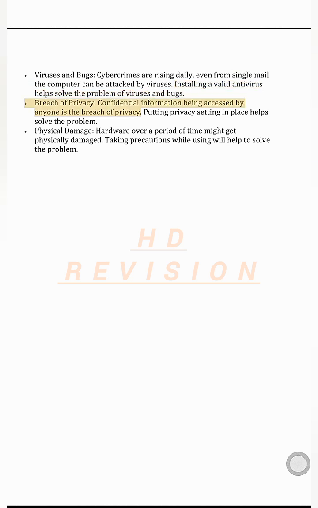Breach of privacy. Confidential information being accessed by anyone is the breach of privacy. Putting privacy setting in place helps solve the problem. Physical damage. Hardware over a period of time might get physically damaged. Taking precautions while using will help to solve the problem.